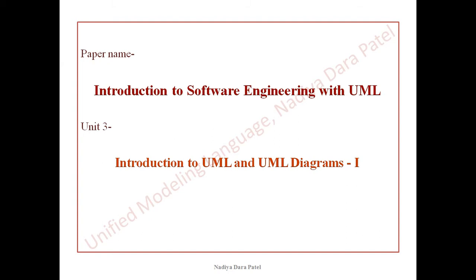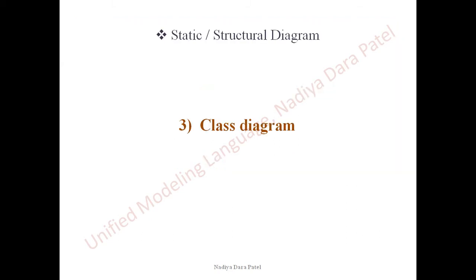So in today's lecture we are going to study the third diagram of Unified Modeling Language, which is the class diagram. We have already studied two diagrams of UML, the first use case diagram and the second state machine diagram, which were the behavioral diagrams of UML, the ones which give us the behavior or the dynamic nature of any system. But the class diagram is the one which is going to give us the structure or static behavior of a system. So let us get started with our lecture.